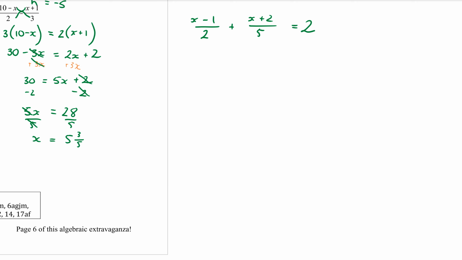So if you get this kind of equation, what you want to do is multiply through by the lowest common denominator. If you want to write an instruction, we're multiplying by lowest common denominator. So think of when you're adding and subtracting fractions. I've got a 2 and a 5 there. My lowest common denominator would be 10, wouldn't it? So I want to multiply that whole equation through by 10.